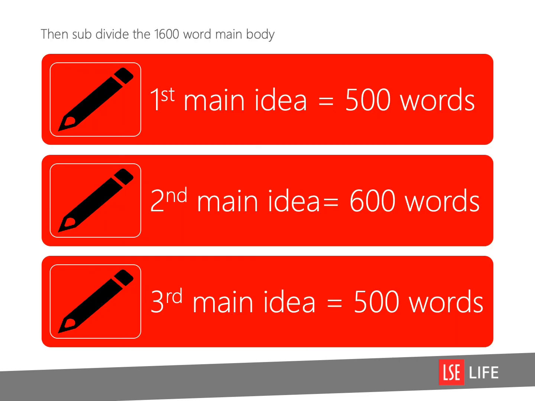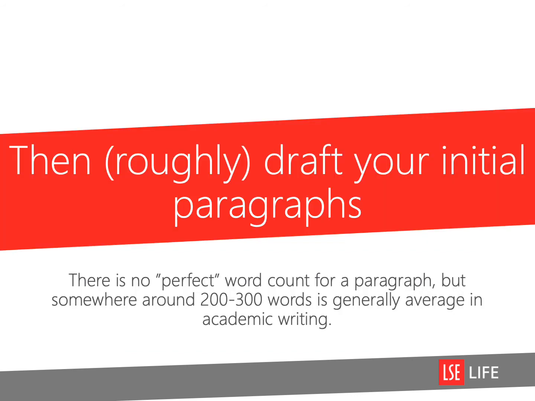Then look at those main ideas and think about how you might want to subdivide your 1,600 words. For example, you could have 500 words for the first point, 600 for the second, as it has a little bit more to discuss, and 500 for the third. Then, taking this proposed word count, you could initially draft your response into paragraphs. Now, there is no perfect amount for a paragraph, but somewhere around 200 to 300 words is generally average in academic writing and helps your argument to remain clear and easy to follow.